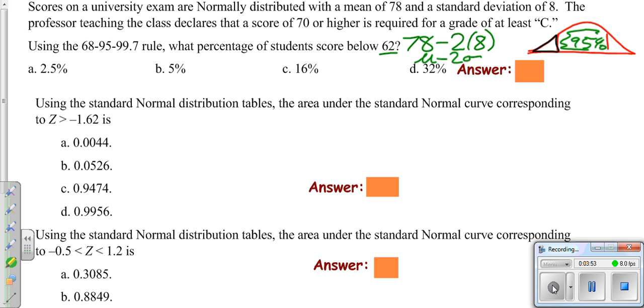Well, we know everything underneath the red has to add up to 1. If 95% is in the green, that means both tails together have to add up to a total of 5%. 5% divided by 2, because each tail is the same, is 2.5%. So that tells us how much is in that lower tail, and that's what we are looking for.